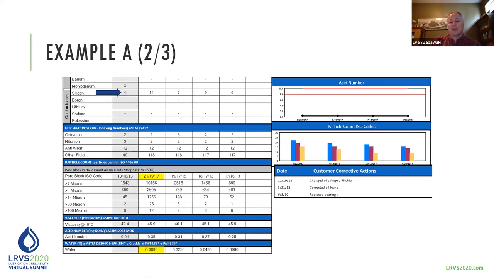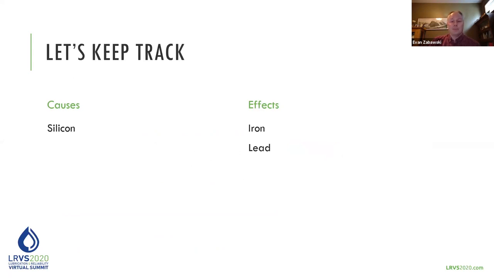Well, the easiest way to answer that question is to ask yourself, would silicon particles in the oil cause iron and lead to appear? Or could iron and lead make silicon appear? And hopefully you realize it's the first answer. It's probably an abrasive contaminant. So silicon, let's call that one a cause.